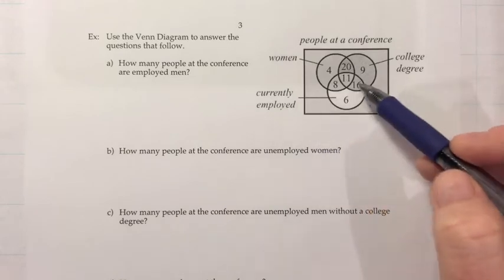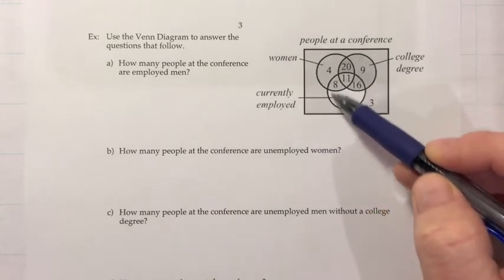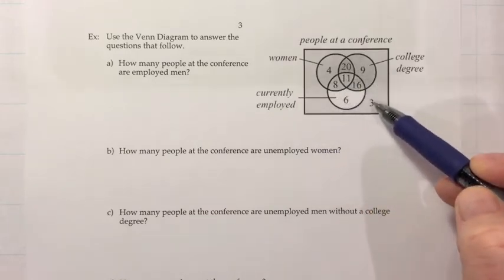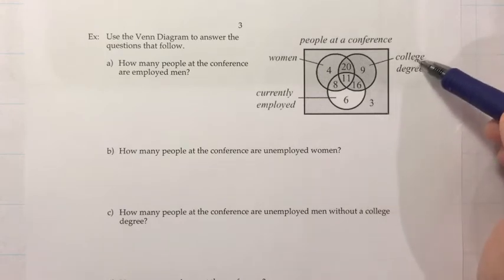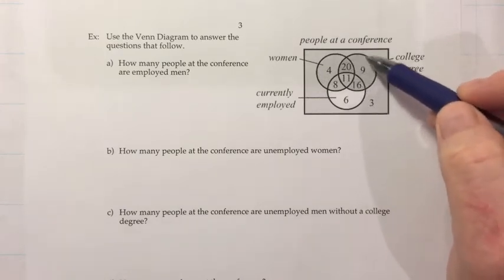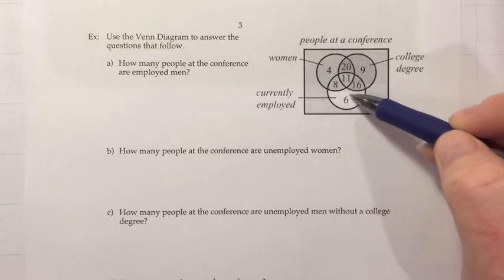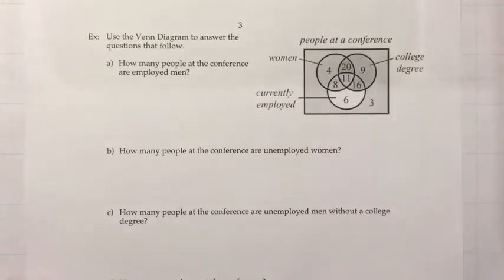We have people who are currently employed. That's all the people inside this circle. Everybody on the outside of that circle would be unemployed. We have those who have a college degree. That's everybody inside of this circle. All the ones on the outside would not have a college degree.